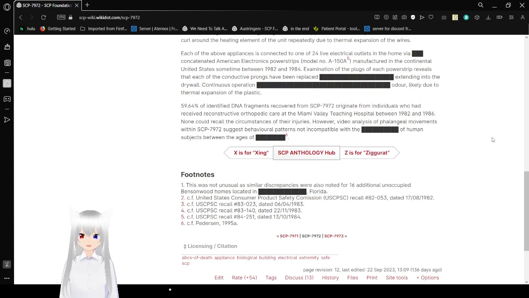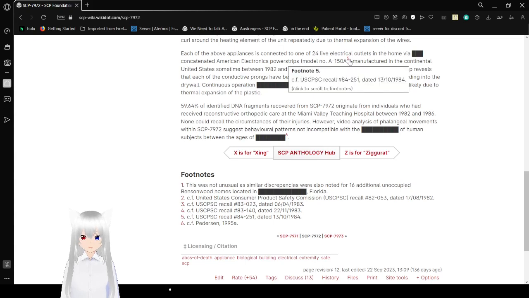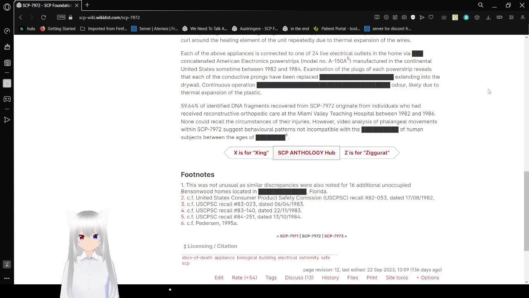Each of the above appliances is connected to one of the 24 live electrical outlets in the home via redacted and American electronics power strips, model number A150A, USCPSC recall number 84251, dated October 13th, 1984. I'm not sure I really get what the footnotes are saying here. Manufactured in the continental United States sometime between 1982 and 1984. Examination of the plugs of each power strip reveals that each of the conductive prongs has been replaced, redacted, extended into the drywall. Continuous operation produces a redacted odor, likely due to thermal expansion of the plastic.